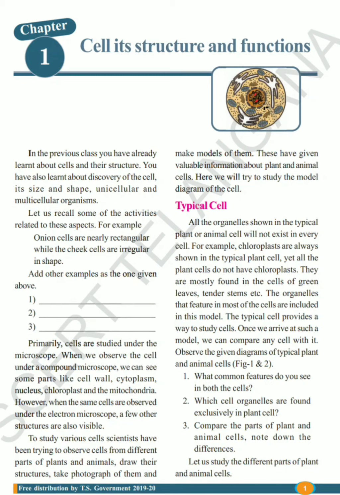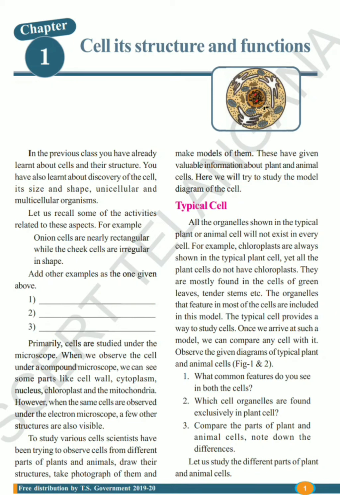In those experiments you might have noticed that these onion cells are nearly rectangular in shape, whereas the cheek cells are irregular in shape. So today in this class we are going to learn more about a typical cell, its structure and the organelles which are present in both plant and animal cells.